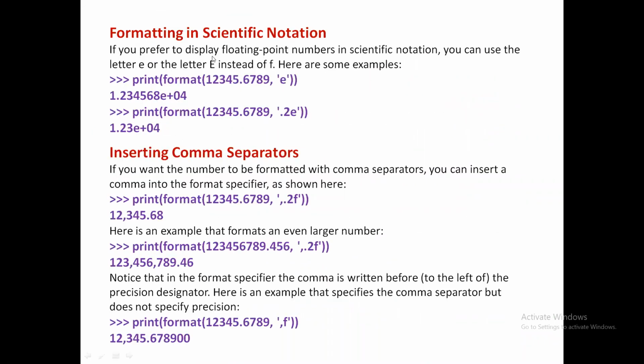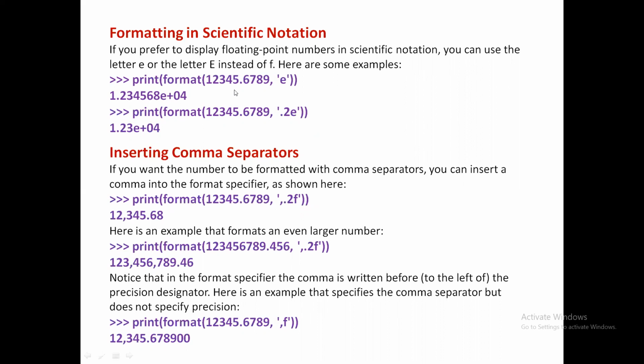The next thing is how to print floating point numbers in scientific notation, that means in exponential format. We know that floating point numbers can be displayed in scientific notation also, which looks like this: 1.234568e+04, which means 1.234568 into 10 to the power of 4. You can display the numbers using this format also.